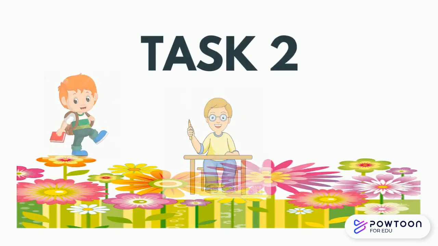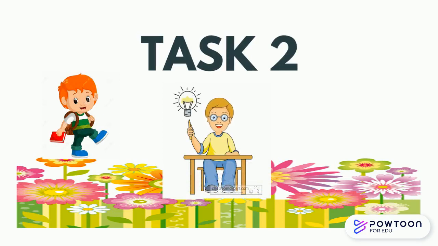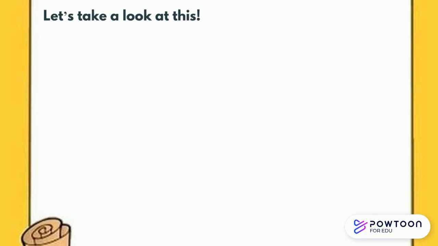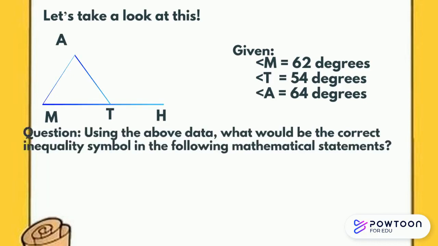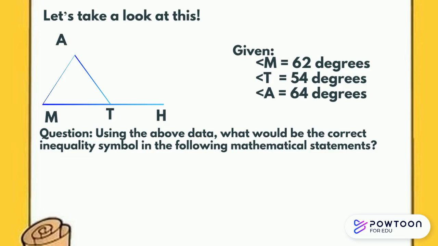Let's proceed with your task number 2. Let's take a look again with the illustration with the following given. Angle 2 is equal to 62 degrees. Angle T is equal to 54 degrees. And angle A is equal to 64 degrees. Question to be answered. Using the above data, what would be the correct inequality symbol in the following mathematical statements?